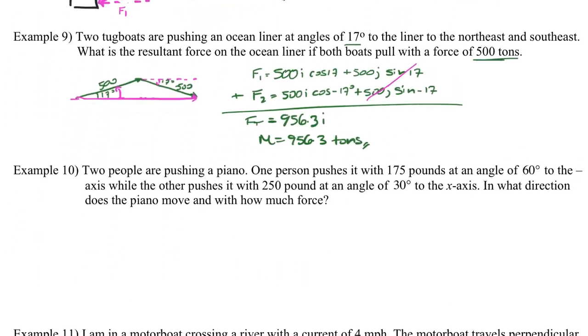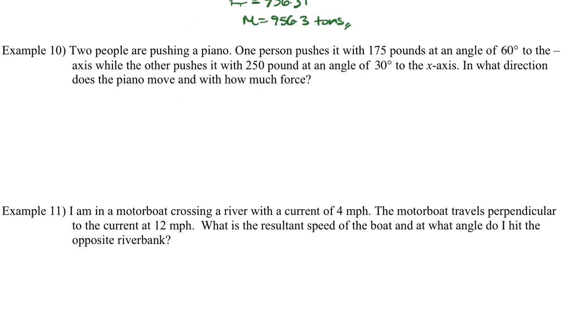Okay. The next one says 2 people are pushing a piano. One person pushes with 177 pounds at an angle of 60 degrees to the x-axis, while the other pushes with 250 pounds at an angle of 30 degrees to the x-axis. So again, let's start drawing a small x and y axis.